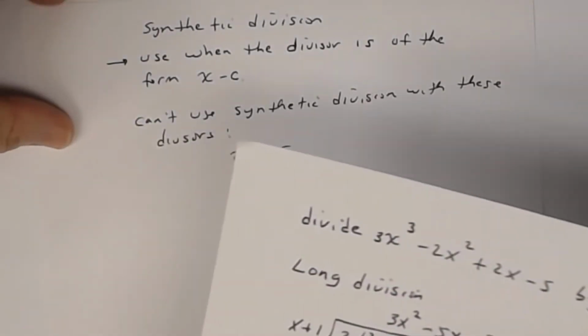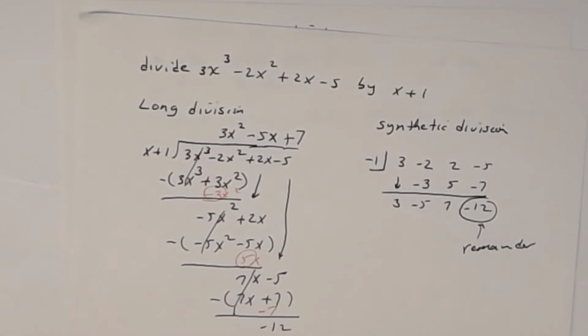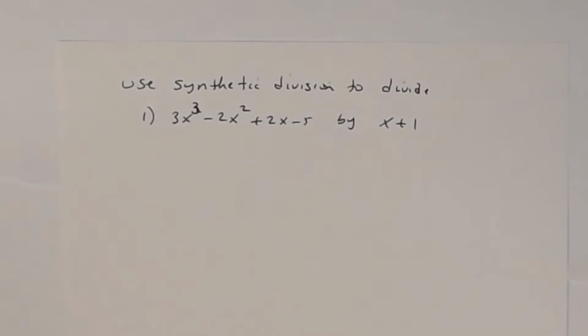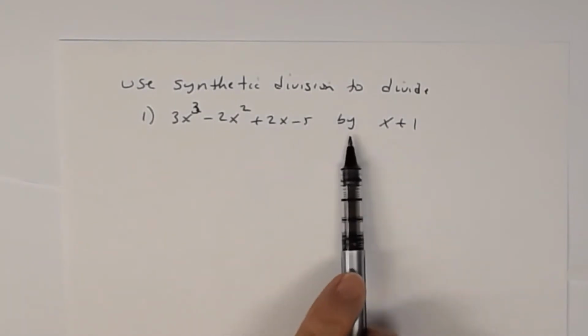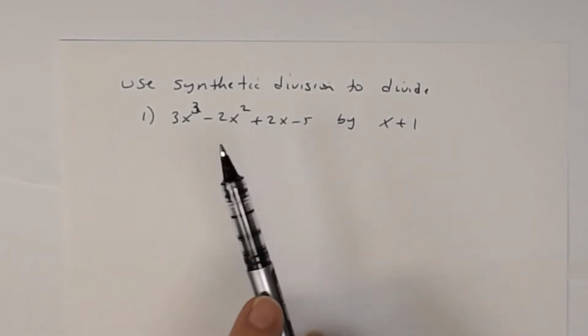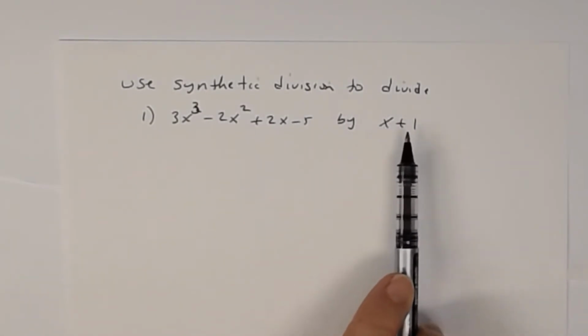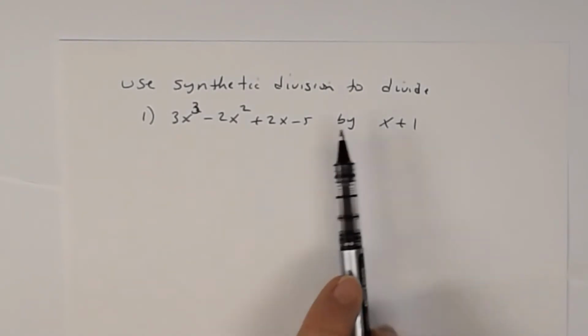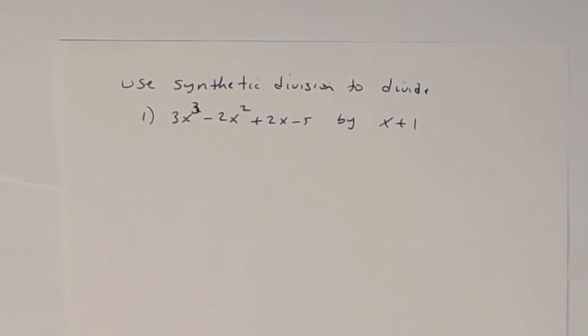So I'm going to go ahead and use another sheet of paper. All right, so number 1, the directions will say something like this: use synthetic division to divide 3x cubed minus 2x squared plus 2x minus 5 by x plus 1. Now I can use synthetic division here because my divisor is a linear factor and the coefficient of x is 1.